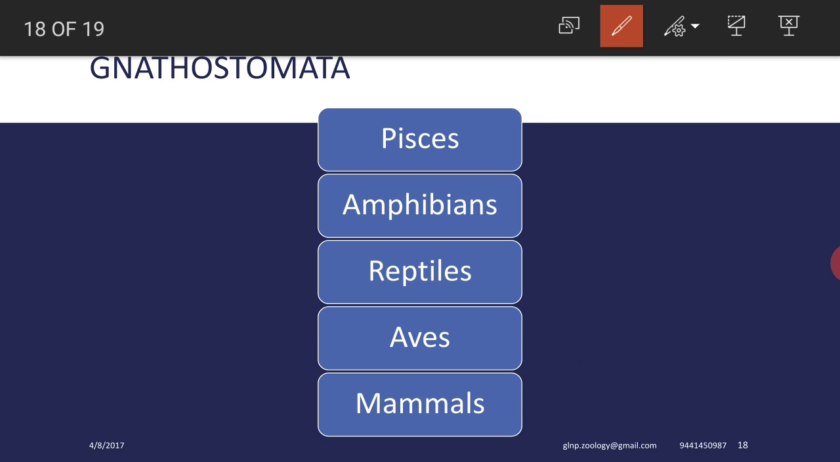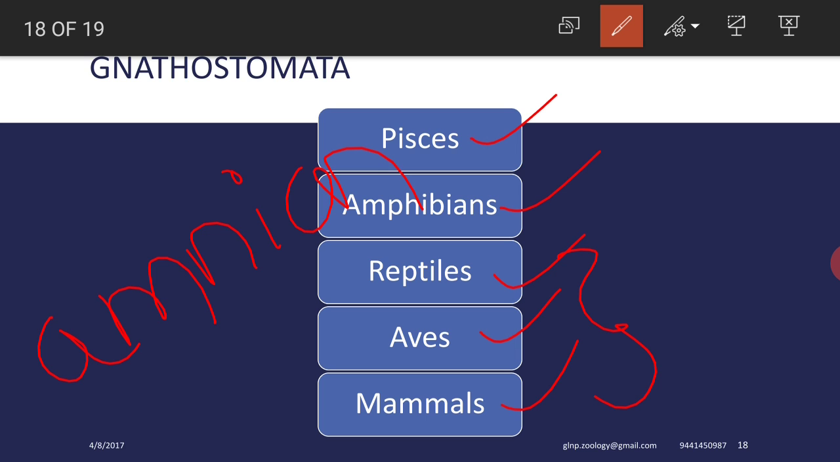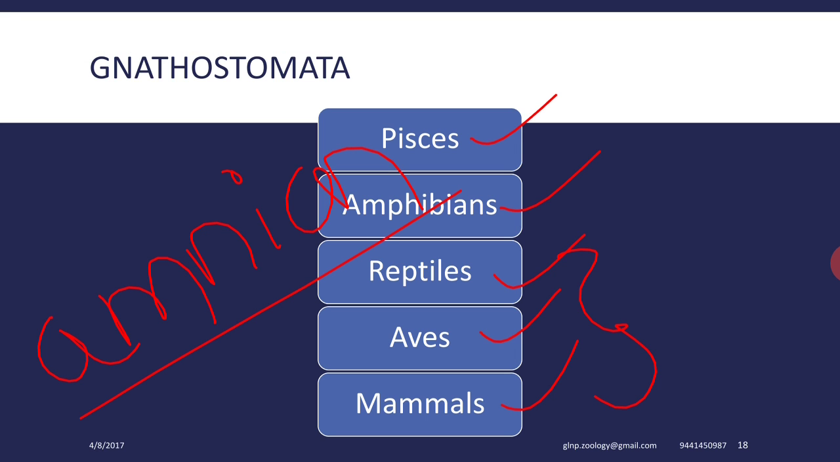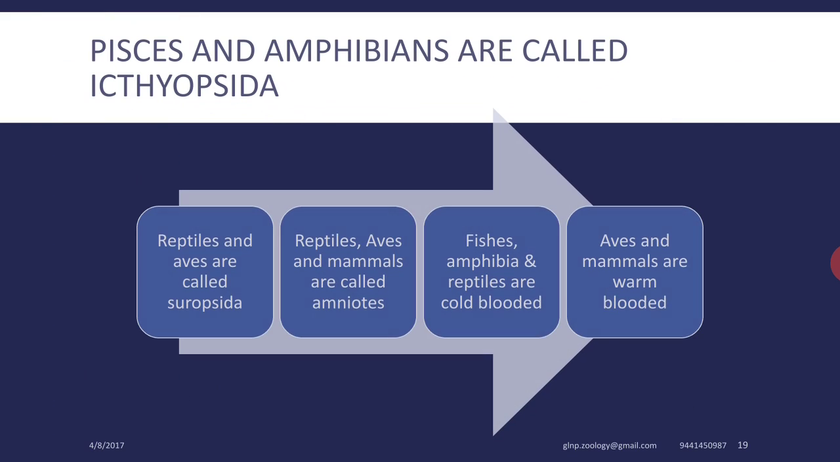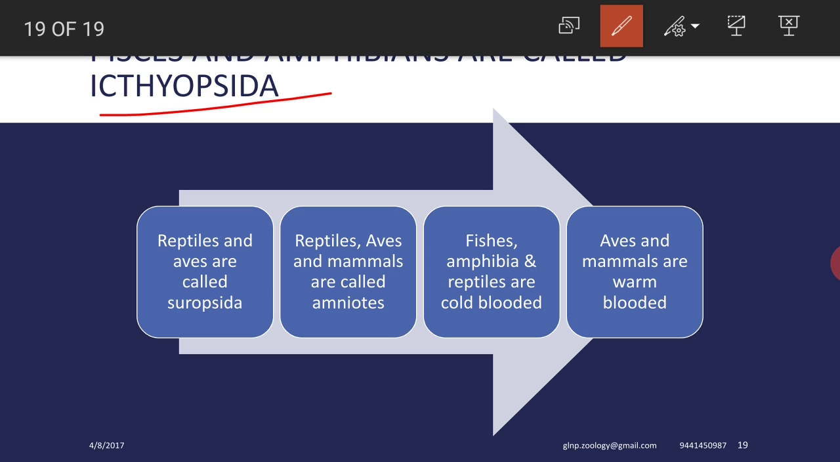And based on the presence of amnion, amnion is an extra embryonic membrane. If amnion is present, that is called amniote, and if amnion is absent, that organism is called anamniote. Fishes and amphibians are anamniotes, whereas reptiles, aves, and mammals are amniotes, because in reptiles, for the first time, amnion is found. So, from reptiles onwards, reptiles, aves, and mammals are called amniotes because of the presence of amnion. So, that is about the general characteristics and classification of chordates. Fishes and amphibians are collectively called Ichthyopsida, whereas reptiles and aves are collectively called Sauropsida.